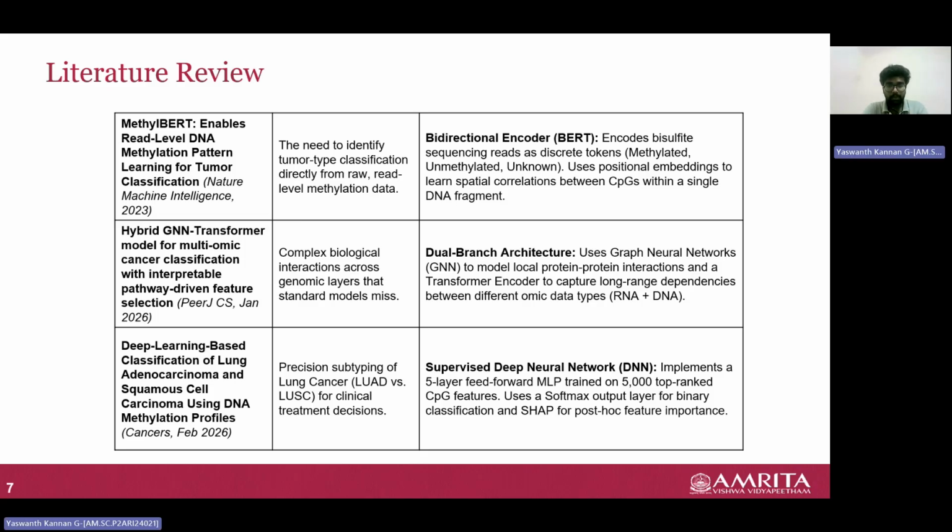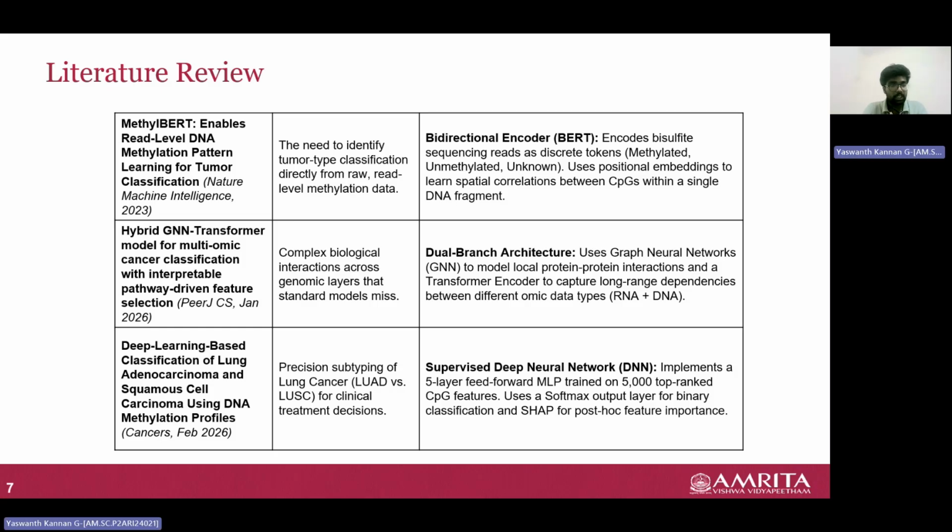The fourth paper is on the hybrid GNN-transformer model. This work aims to capture the complex biological interactions across multiple omics data, not only from DNA methylation, but also RNA and histone modification data. It uses a dual-branch architecture combining a graph neural network for local interactions and transformers for long-range dependency. While it improves interpretability and captures complex regions, it introduces high model complexity and is not focused specifically on methylation-driven cancer prediction.